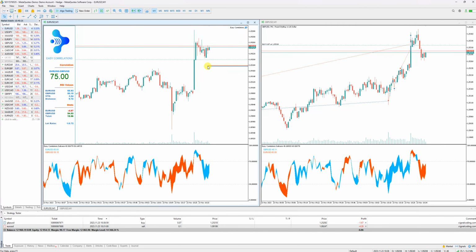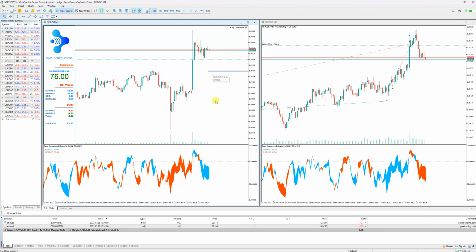Also, you can see here, as we have open positions, you can see the price of the correlated pair in case you don't want to have it here. So in this case, you have sold the euro dollar and we have bought the pound dollar. We need these lines to be above the current price. What these lines are showing us is the change in percentage of the other instrument and the change in points.